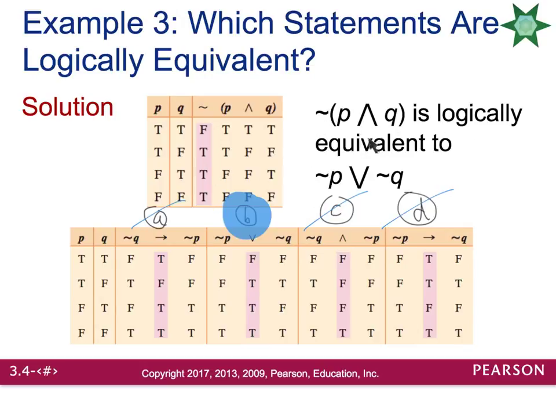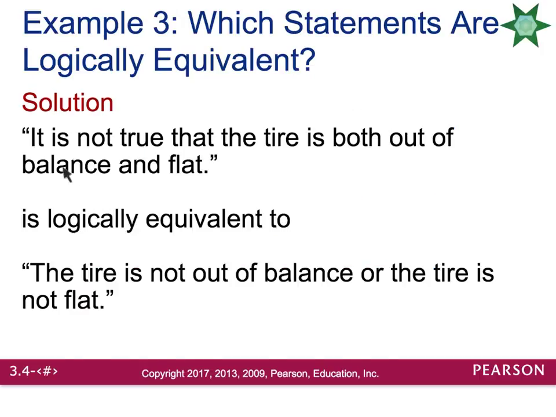So we can say negation of P and Q is logically equivalent to that B statement, negation P or negation Q. So we can say that the first statement given, it is not true that the tire is both out of balance and flat, is logically equivalent to the tire is not out of balance or the tire is not flat, which was the B statement there.